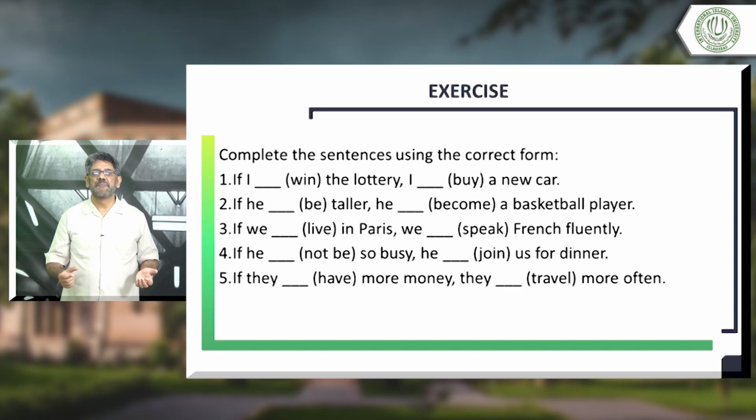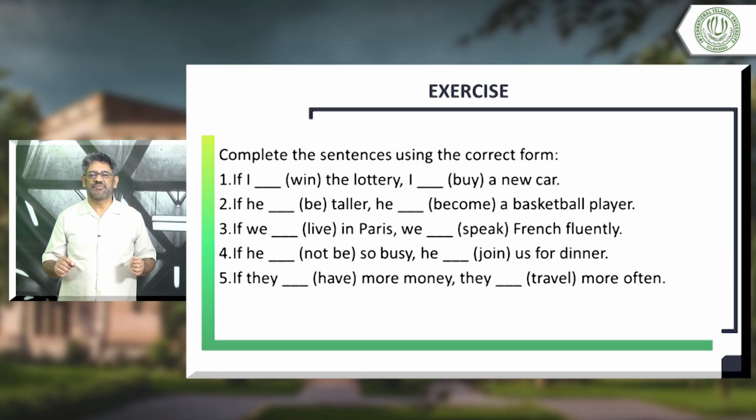If he be taller, he a basketball player. What do you say? If he, the past of be, was. If he was taller, he, now you will tell me. I will not give you the answer. He would become. Very good. He would become a basketball player.